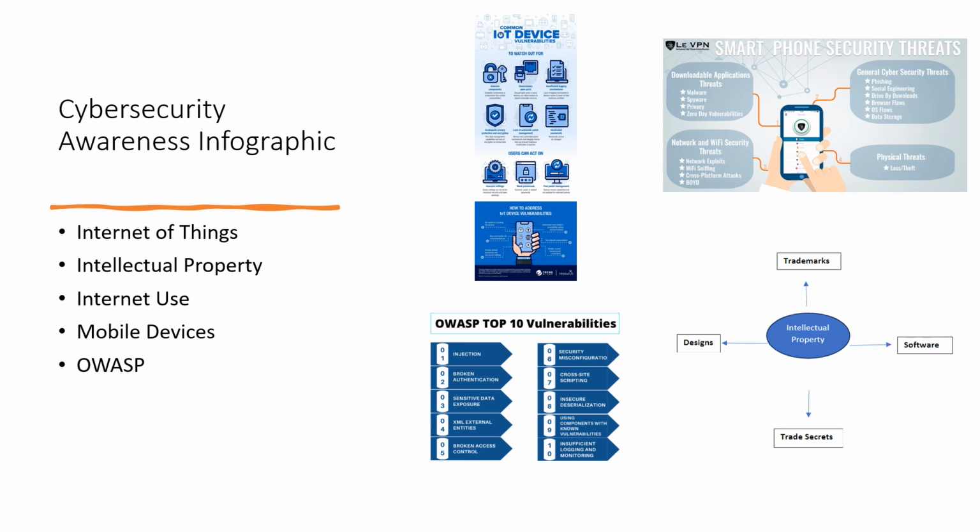This is a cybersecurity awareness infographic. Internet of Things, intellectual property, internet use, mobile devices, and OWASP. The Internet of Things has a lot of advantages in how it improves business operations, but it also comes with risk implications like security vulnerabilities, data privacy, security software and firmware updates, low processing power, weak passwords, open networks, and insufficient login mechanisms. Intellectual property involves trademarks, software designs, trade secrets, and sensitive information.